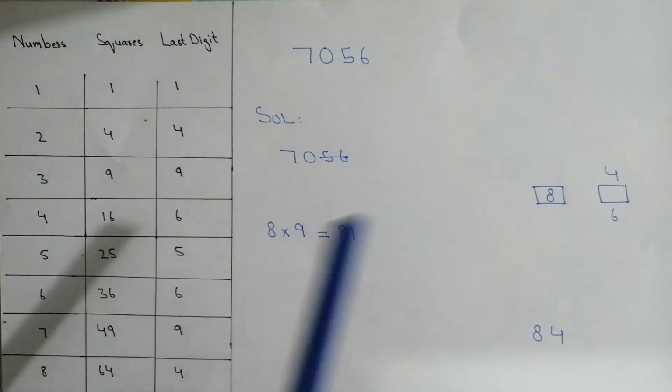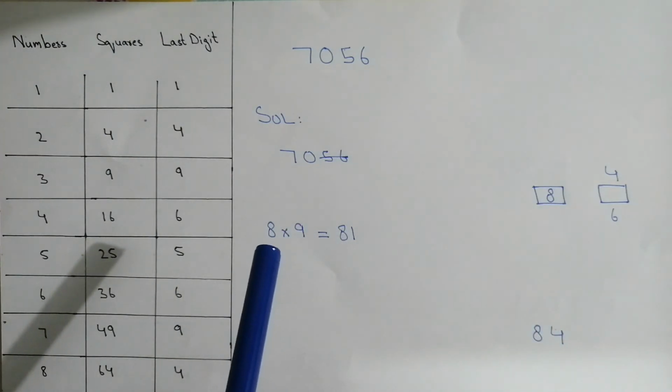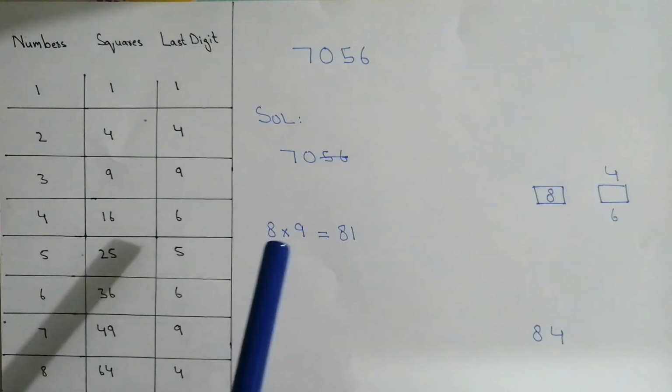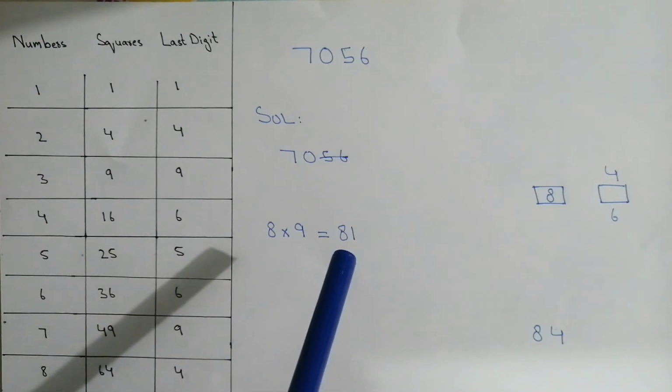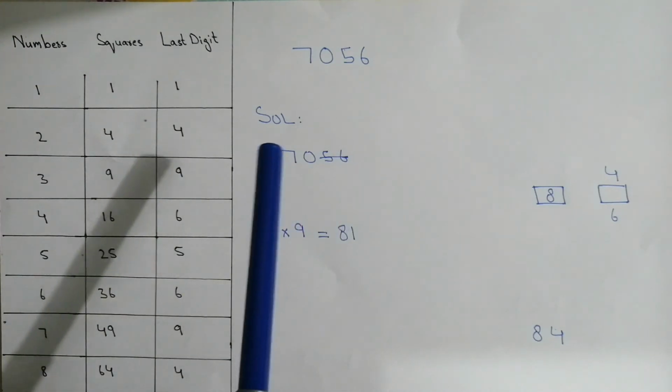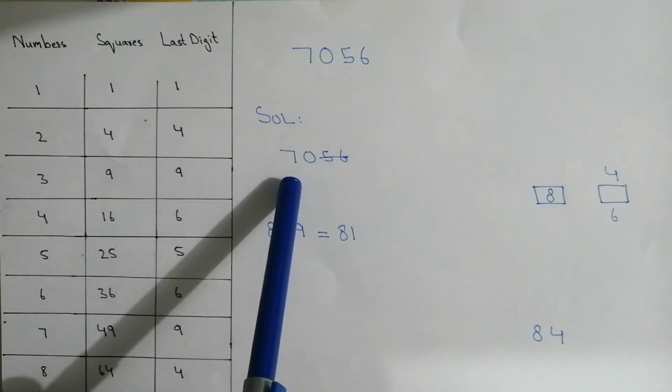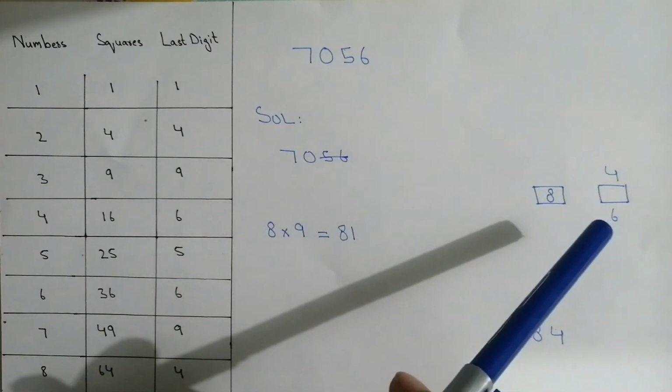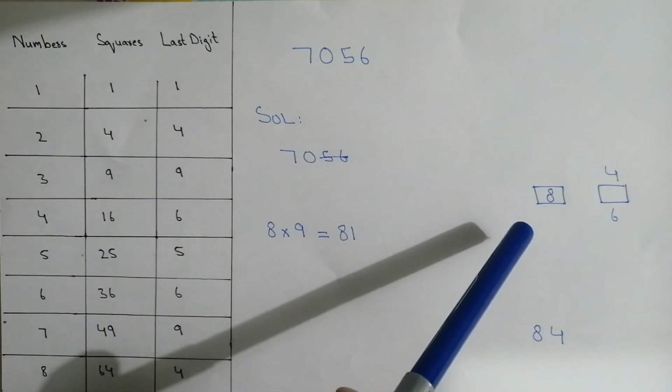Then we will take the first digit and multiply it with the number just after it, that is 9. So 8 multiplied by 9 is 72. This 72 is greater than the number 70. It means we will take the lesser number from these two. So our final answer will be 84.